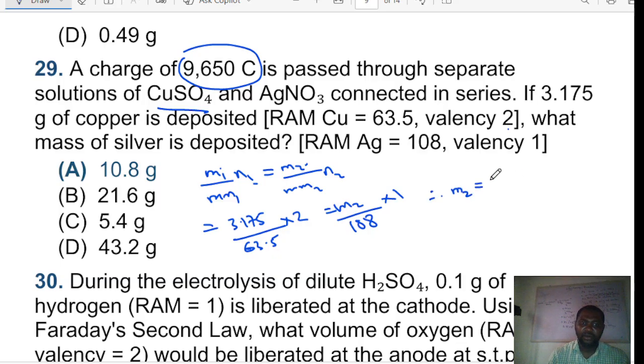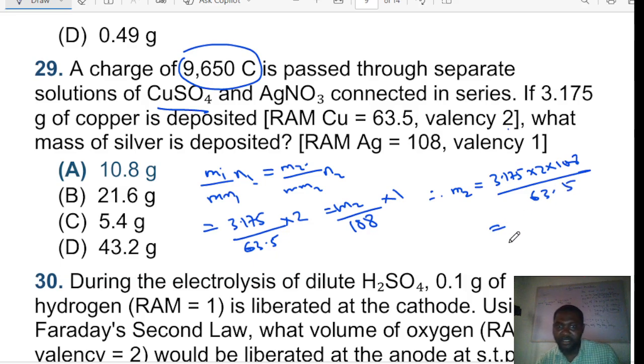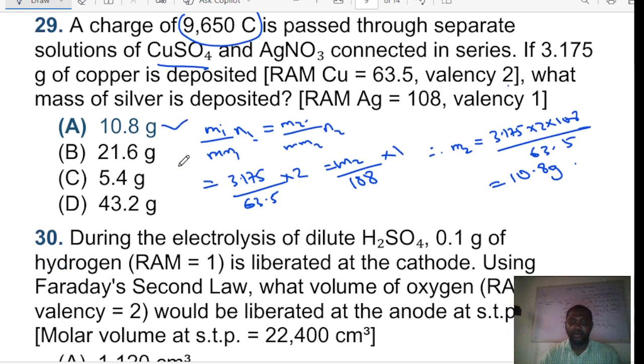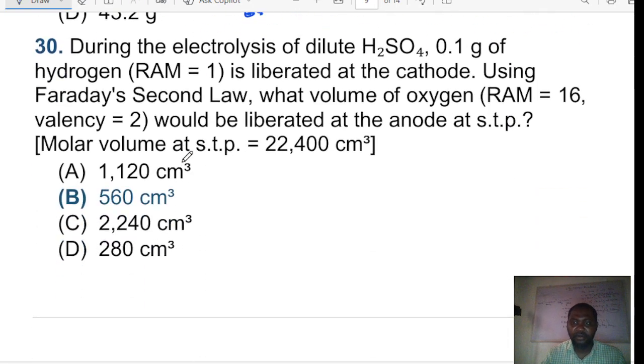So M2 is going to be, by cross multiplication, 3.175 times 2 times 108 divided by 63.5. That's quite important. If we do that, you should get approximately 10.8 grams, which is A. I hope that makes sense. Okay, so we have the last one here, but I already promised I'm going to do some more.